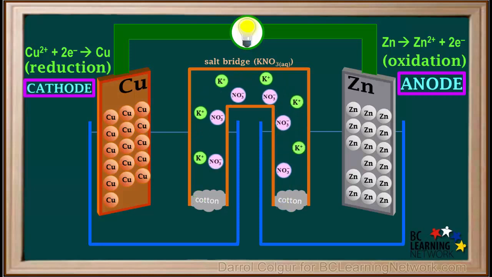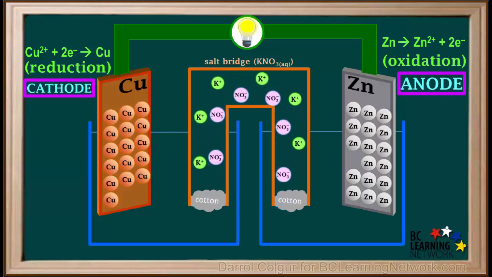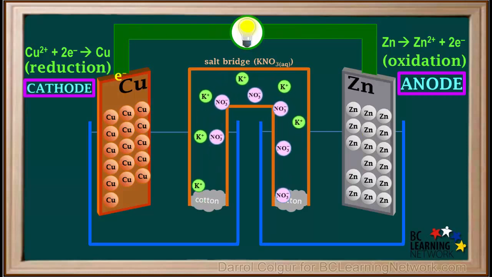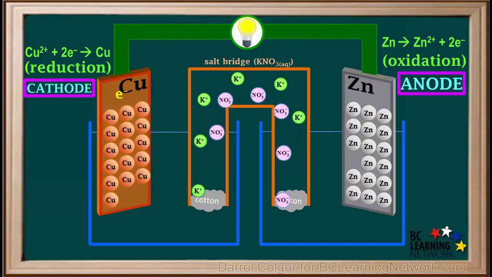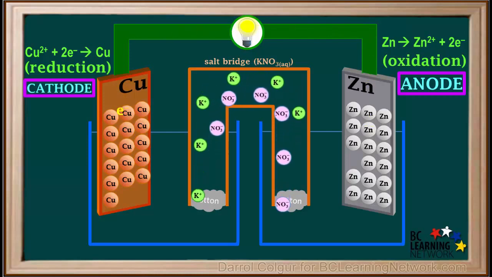So if we consider just the ions in the salt bridge, we can picture cations moving toward the cathode and anions moving toward the anode. And if we also consider the wires, we can picture electrons moving from the anode toward the cathode through the wires and the light bulb. So cations and electrons move toward the cathode, and anions move toward the anode.